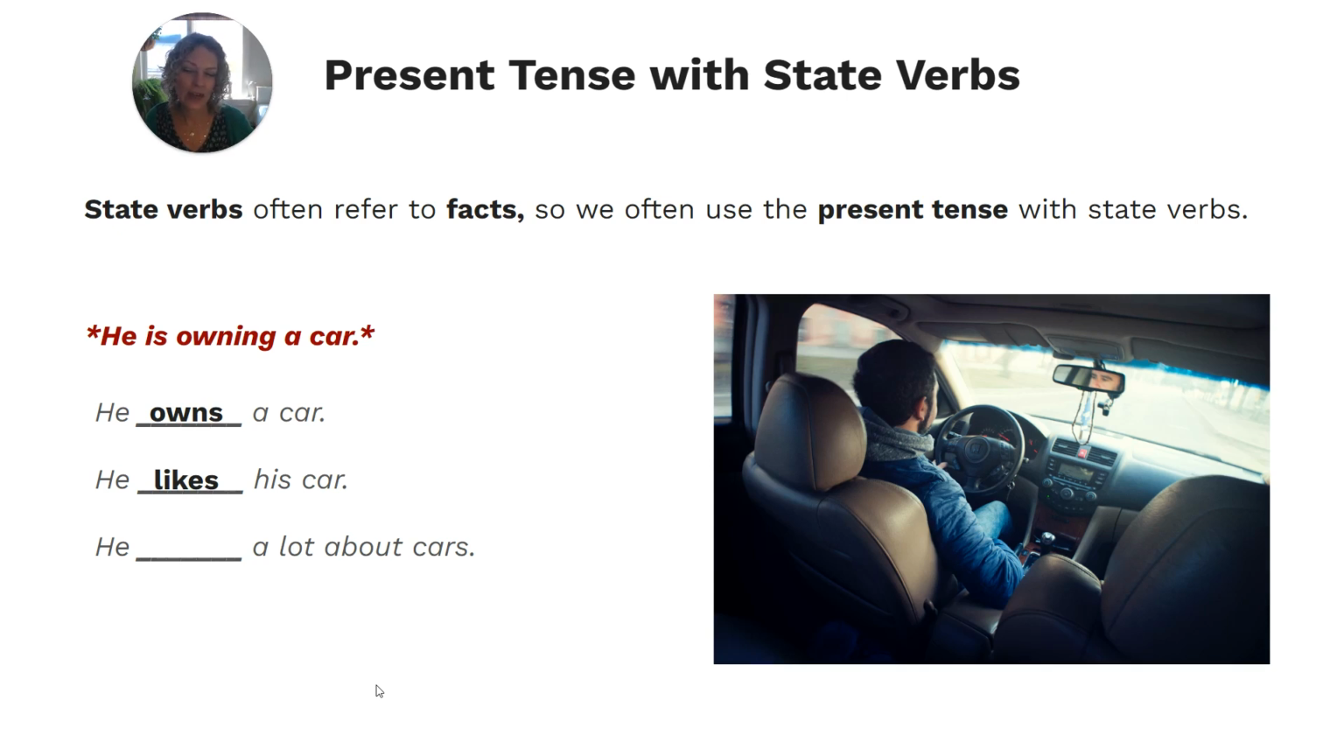And then try to think of another state verb for the last sentence there. He something a lot about cars. What do you think is a state verb that you can use there in the present tense? How about he knows a lot about cars? So with all of those verbs, they're state verbs. You can't see them, and they are facts about this guy. So that's why we're using the present tense. And notice, because our subject is he, we have an S at the end of all of those verbs.